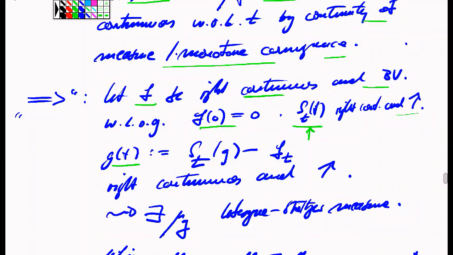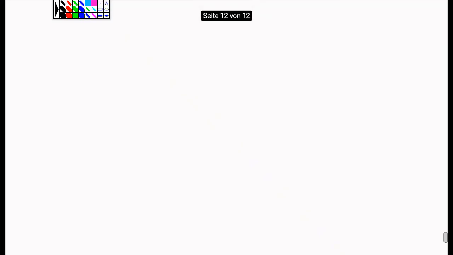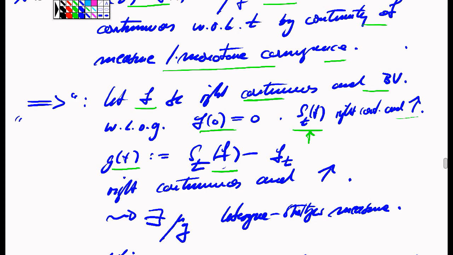And we can also show that if we consider this function s_t, which we had just discussed, so the function that assigns to each level t the corresponding total variation of the function f on the interval from 0 to t, that this is a right continuous non-decreasing function, so therefore it's a candidate for a Lebesgue-Stieltjes integral.